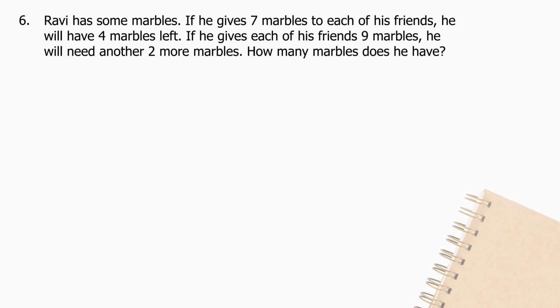Question 6. Ravi has some marbles. If he gives 7 marbles to each of his friends, he will have 4 marbles left. If he gives each of his friends 9 marbles, he will need another 2 more marbles. How many marbles does he have?